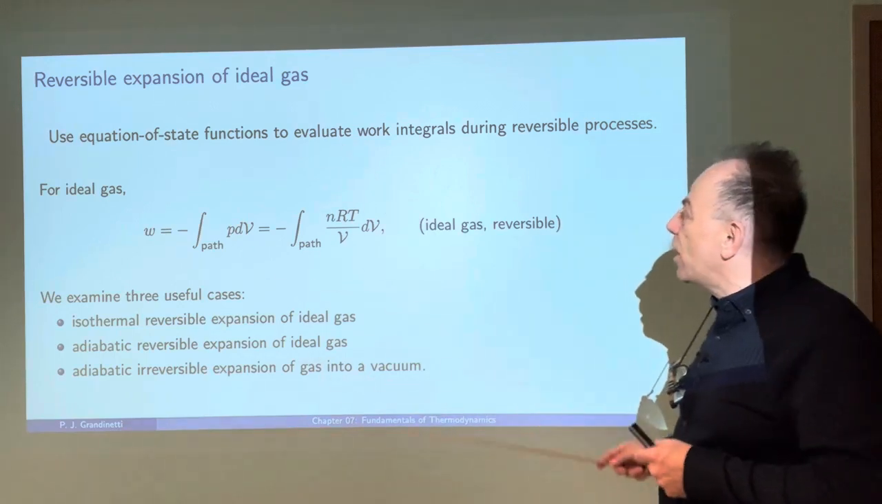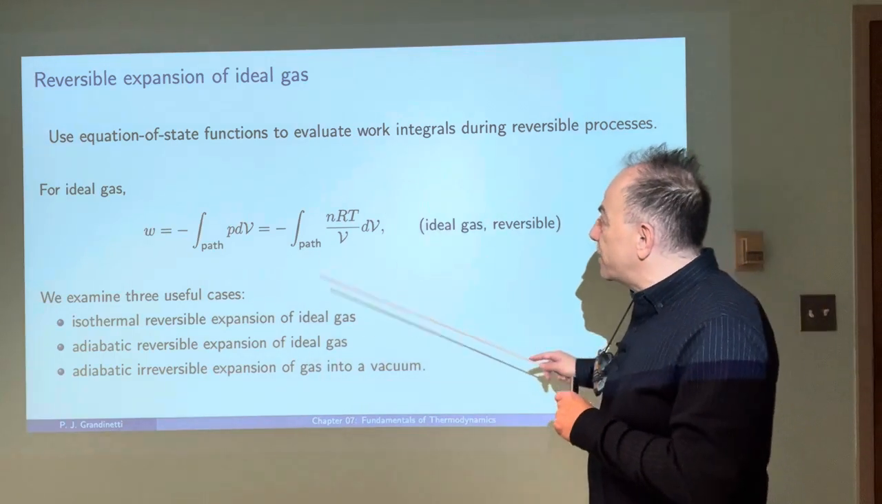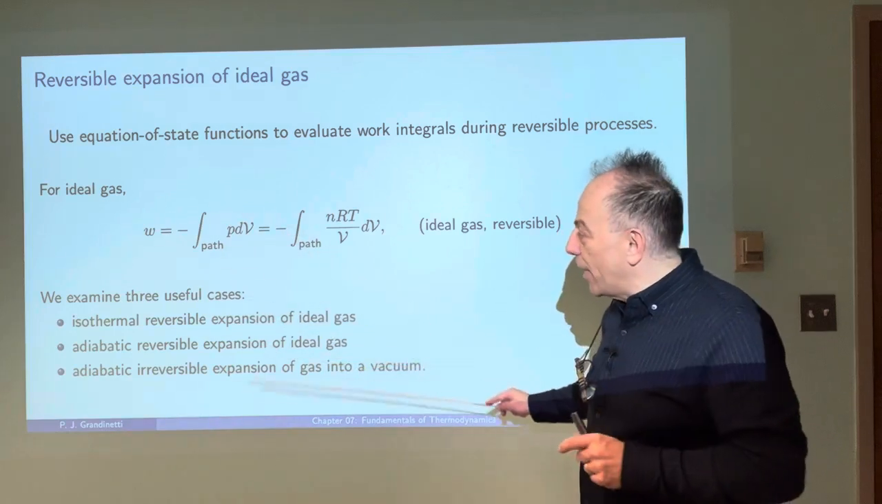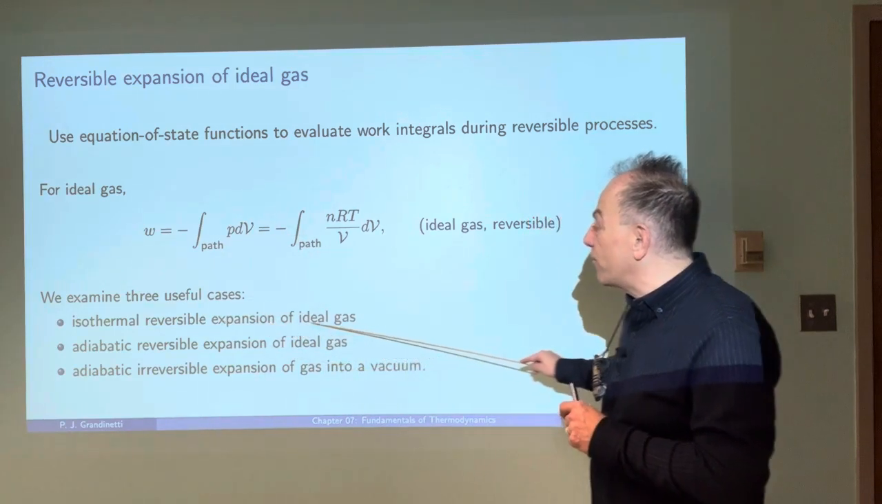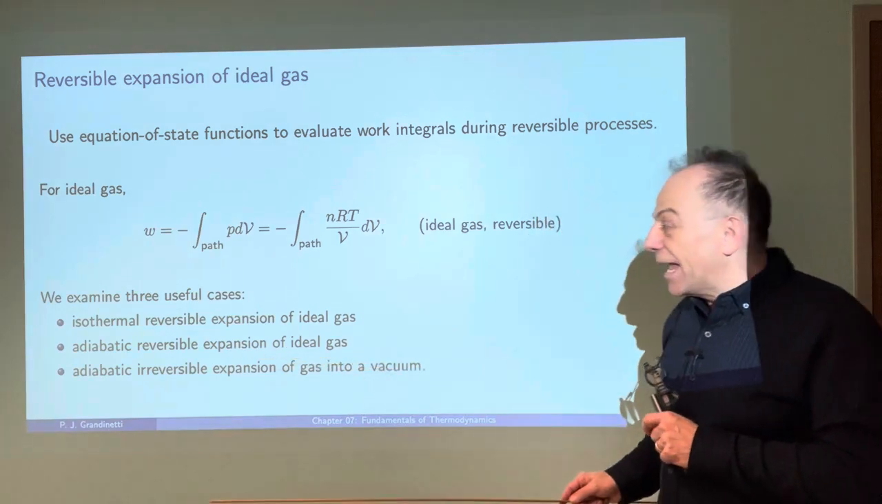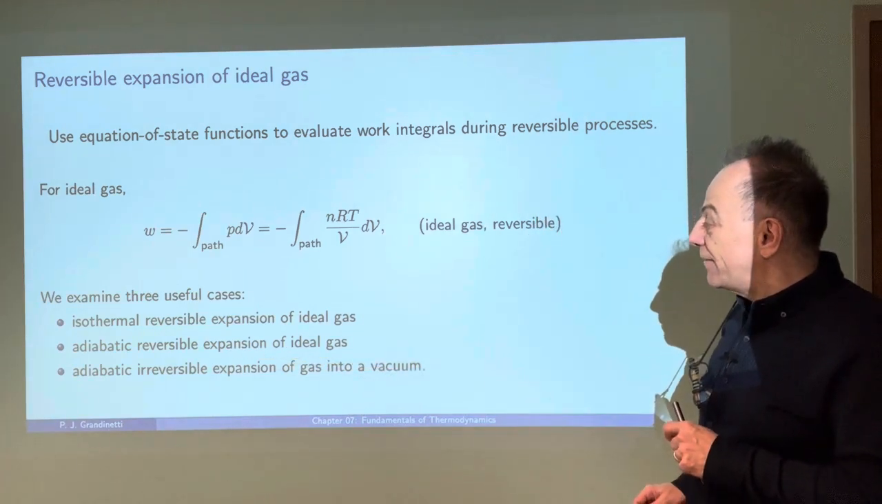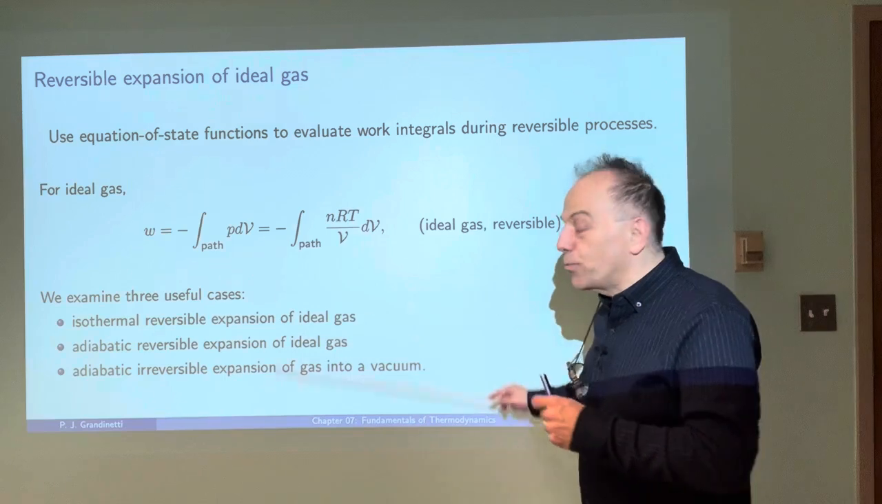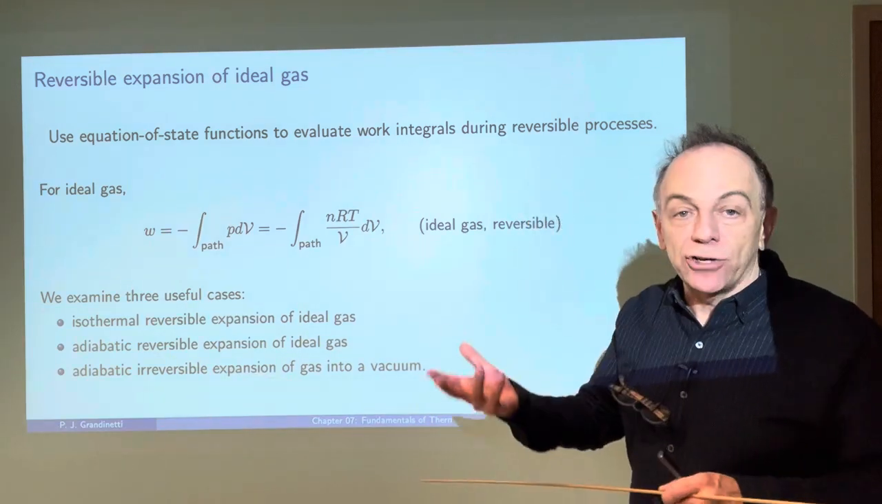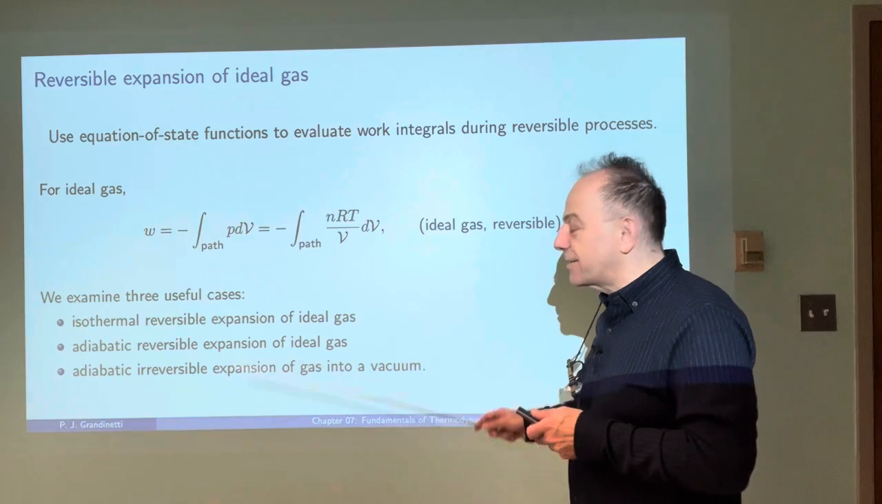So what I'm going to do then is start from here, and I'm going to examine a couple cases. I'm going to examine isothermal reversible expansion of an ideal gas. I'm also going to examine adiabatic reversible expansion of an ideal gas. And then from these, we're going to draw conclusions about what happens during an irreversible expansion of a gas in a vacuum.